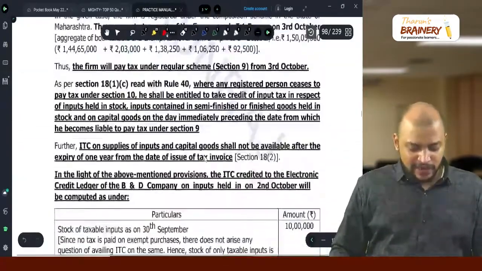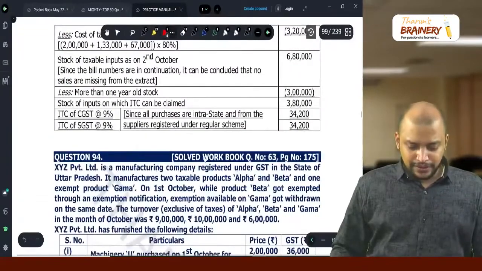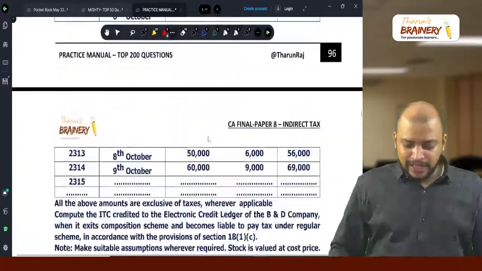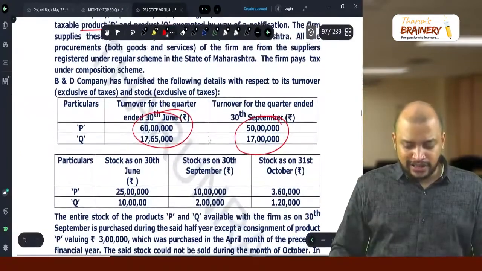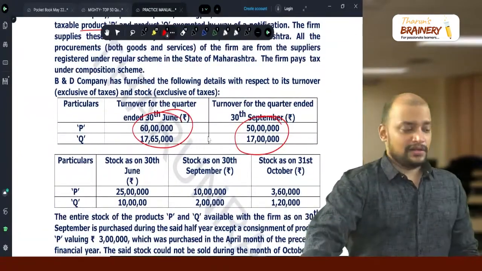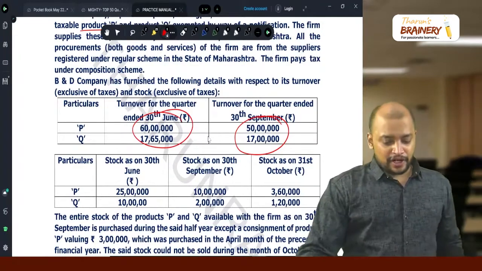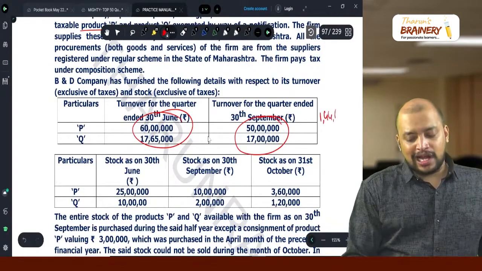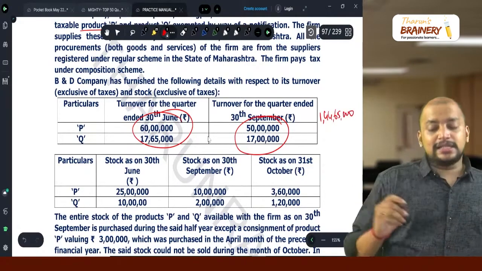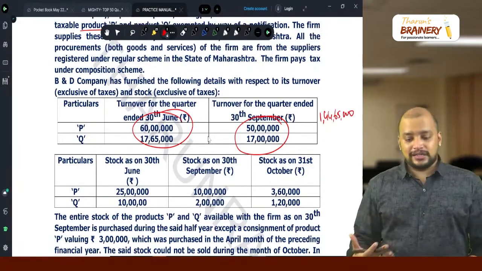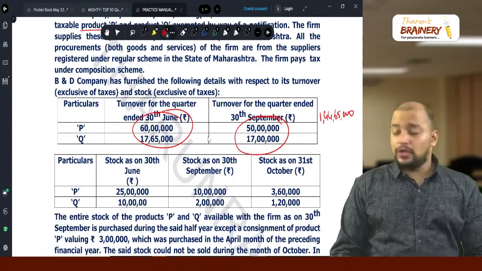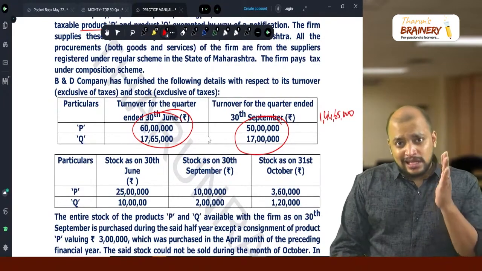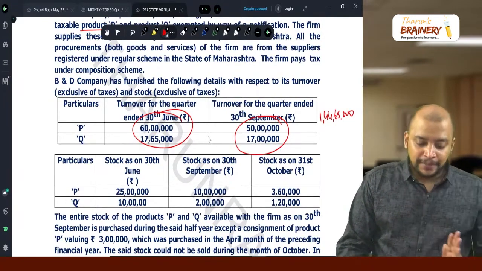So that is the turnover here, the turnover as on the date. Can you please tell me what the turnover is as on the date? Yes, 1 crore 44 lakh 65,000. 1 crore 44 lakh 65,000 is the turnover. Did it cross 150 lakhs? No. It did not cross 150 lakhs, which means they will still be in the composition scheme only.